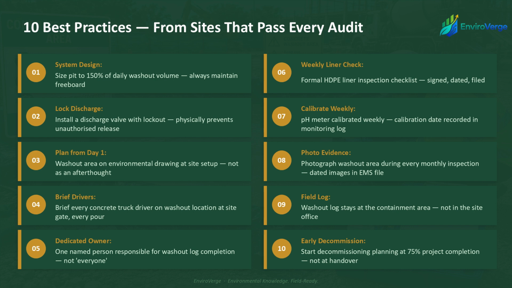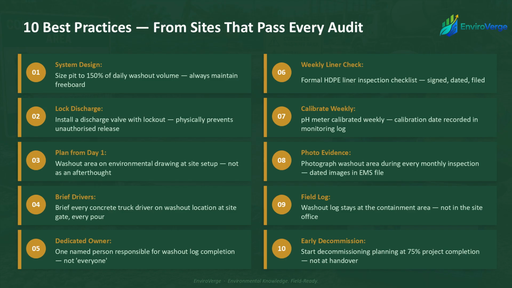3. Put the washout area on the environmental management drawing at site setup, not as an afterthought when concrete operations have already started. 4. Brief every concrete truck driver on the washout location at the site gate, every single pour, not once at site induction and never again. 5. Designate one named person responsible for washout log completion each day, not everyone, which means no one.